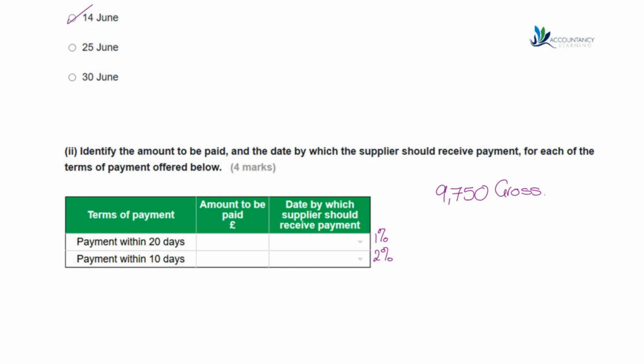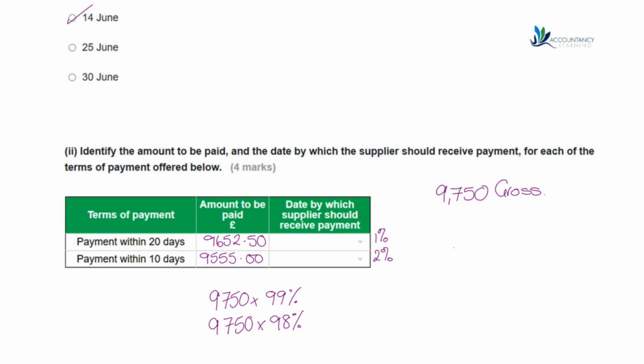So to find out our amounts, we are going to do one calculation on our gross amount, and we're going to pay 99% of that gross amount to give us a 1% discount if we pay it within 20 days. And if we pay it within 10 days, we're only going to pay 98% of the invoice, giving us the 2% discount. And there's our two figures.